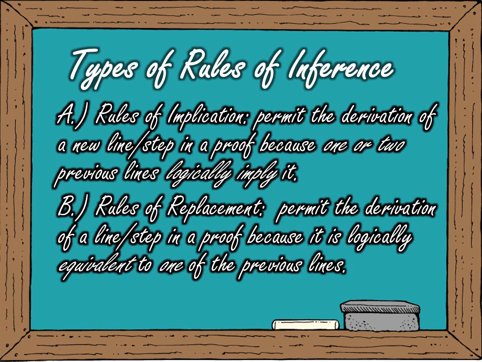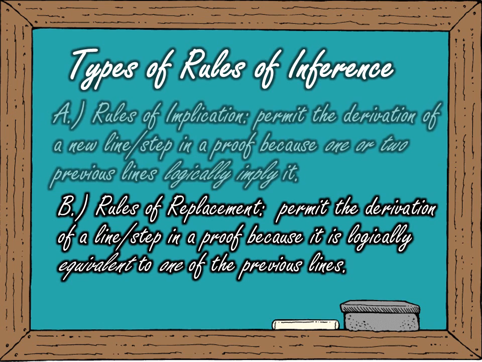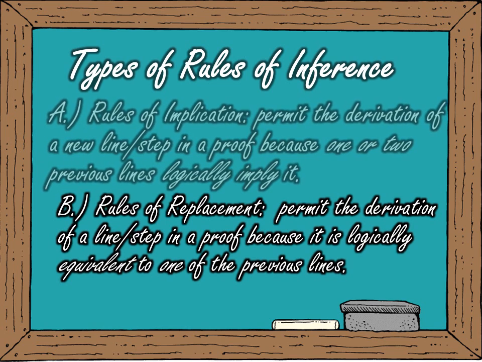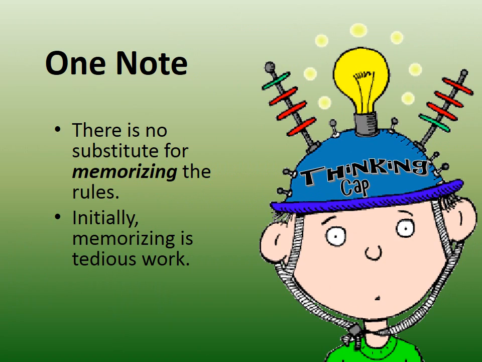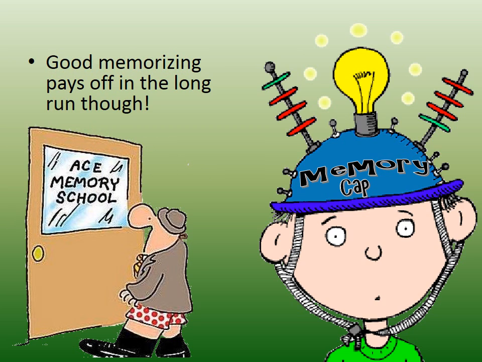So we're going to study these two rules of inference in detail. We're going to start in this lesson with the rules of implication, and we'll move to the rules of replacement in another lesson. Now, the fact of the matter is, there is no substitute for just simply memorizing the rules. So get out your memory cap and get to work. Initially, the memorizing is tedious work, but the good news is the rules are very intuitive. The hardest part is sometimes just remembering the names for the rules. Once you get the memorizing done, it's going to pay off for you in the long run.